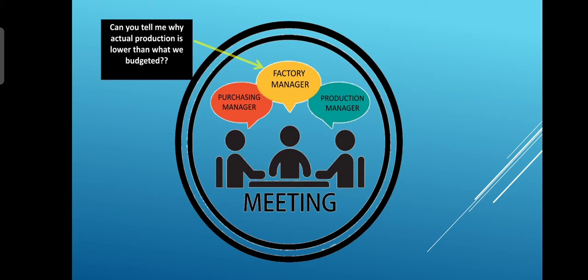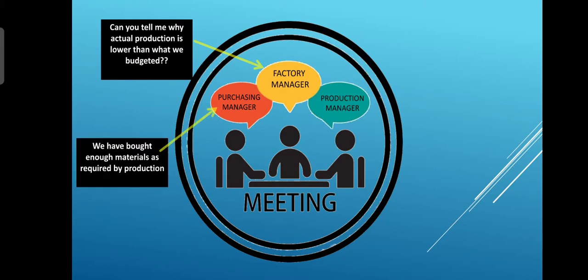The company did not achieve the targeted volume of production. The actual production is lower than the budgeted production. The purchasing manager does not want to be blamed because he already purchased enough materials as required.